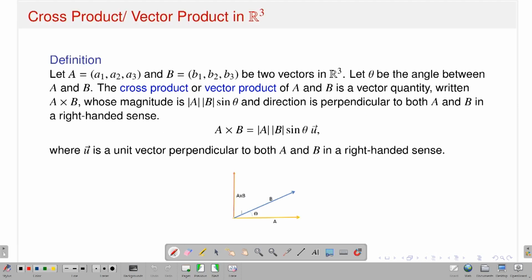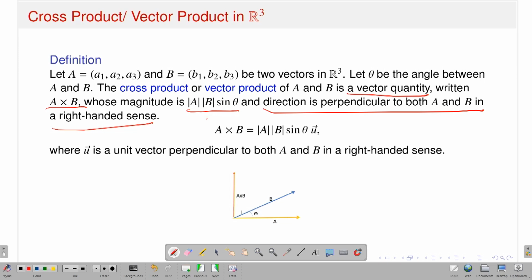Let capital A equal to A1, A2, A3 and capital B equal to B1, B2, B3 be two vectors in R3. Let theta be the angle between A and B. The cross product or vector product is a vector quantity written as A cross B, whose magnitude is modulus A modulus B sin theta and whose direction is perpendicular to both A and B in a right handed sense.